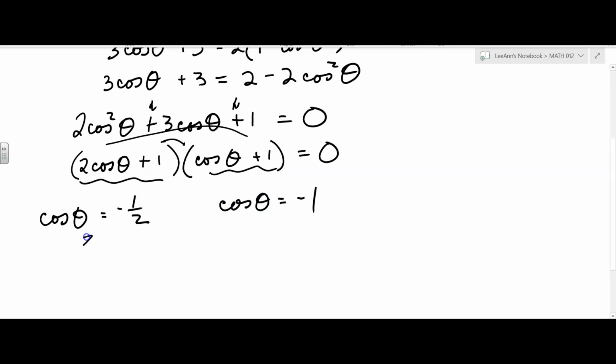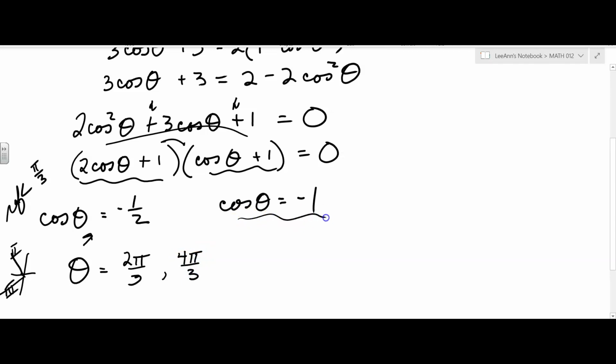Okay, so this one we did in another video. But again, think about your reference angles where cosine is negative. Cosine's negative in the second quadrant and in the third quadrant. Reference angle is going to be pi over 3. And so we're going to have 2 pi over 3 here and 4 pi over 3 there. Use those reference angles, that'll help you.